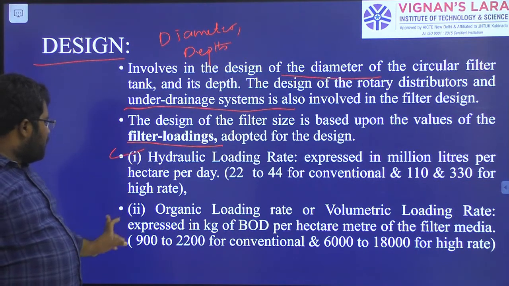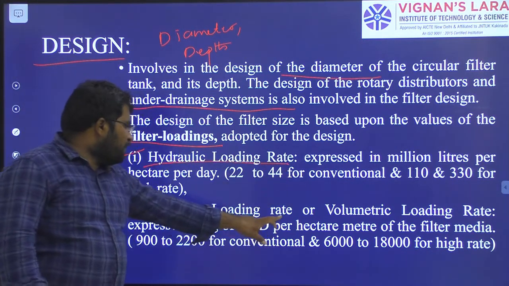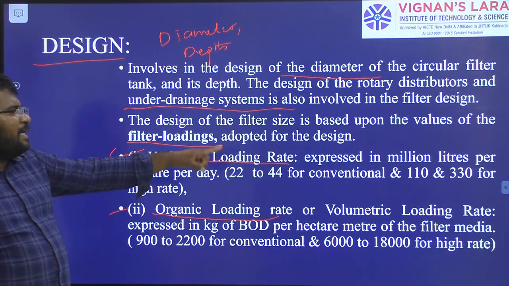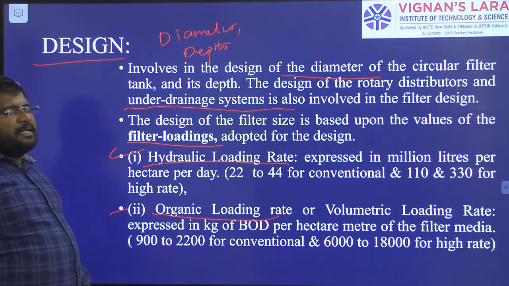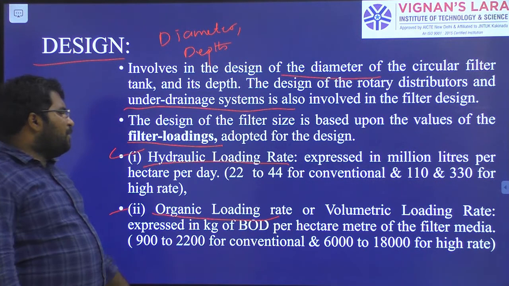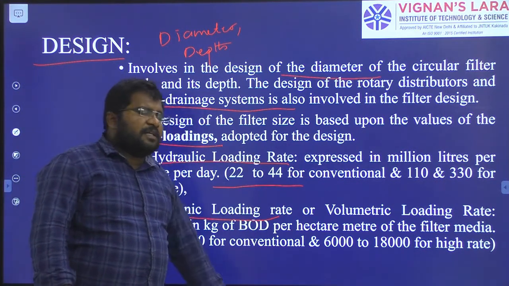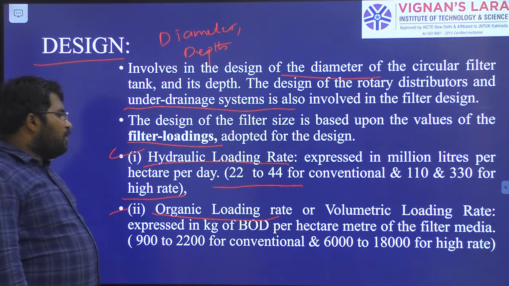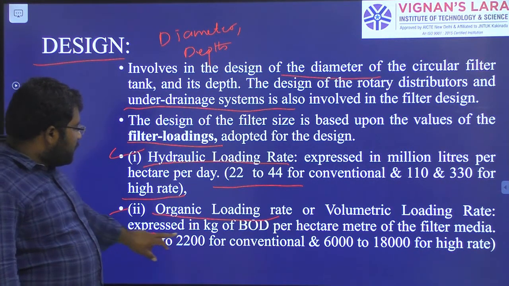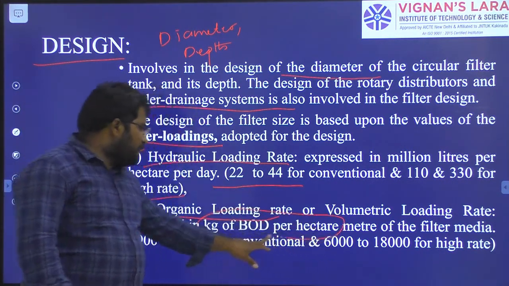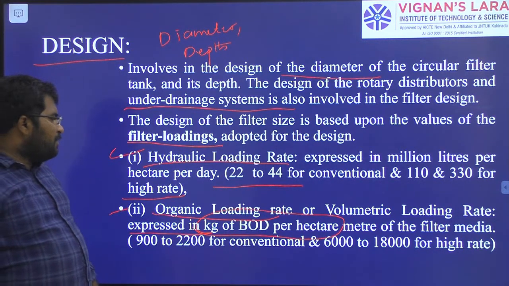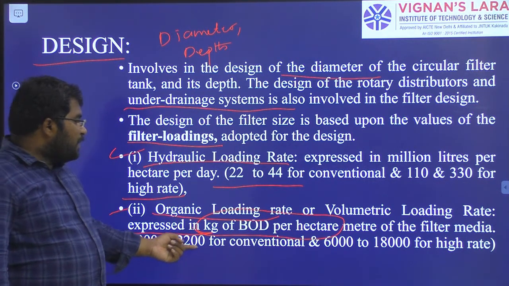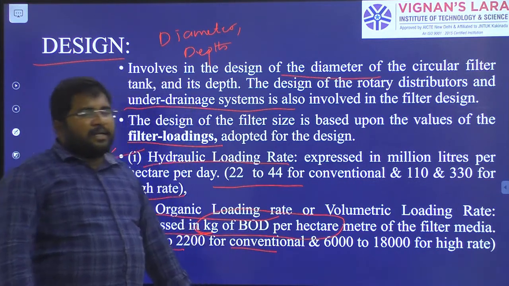Two types of filter loadings are there: one is the hydraulic loading rate, another is the organic loading rate. The hydraulic loading rate is expressed in million liters per hectare per day. This value is 22 to 44 for conventional trickling filters and 110 to 330 for high rate trickling filters. The organic loading rate, or volumetric loading rate, is expressed in kg of BOD per hectare meter of the filter media. The values range from 900 to 2200 for conventional and 6000 to 18000 for high rate trickling filters.